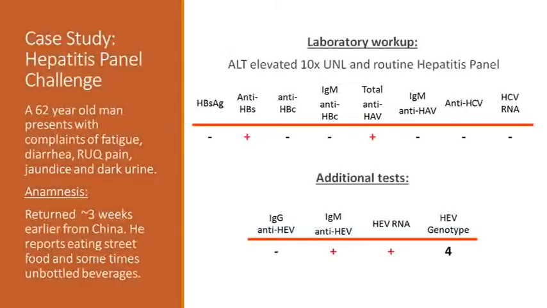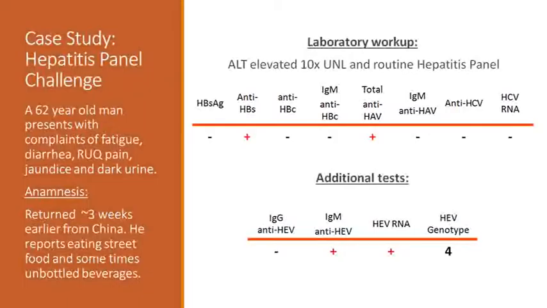This is a case study that I would like to show you. This is an individual, a 62 year old man who presented with complaints of fatigue, diarrhea, RUQ pain, jaundice, and dark urine. History indicated that he returned about 3 weeks ago from China. He reported eating street food and sometimes unbottled beverages.